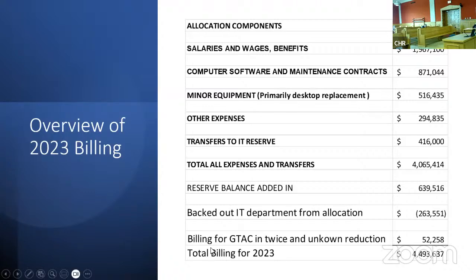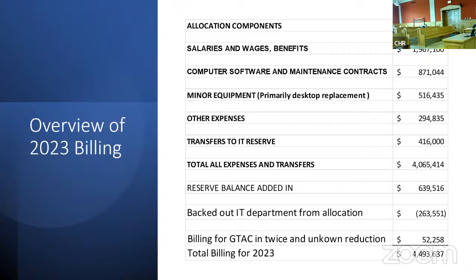The components make up about $4 million in expenses that are in the allocation for the 2023 billing. Then the 2023 billing had some strange anomalies. I think it was just a clerical error. They used the reserve balance that was on the sheet and added it into the allocation. That was about 600,000.